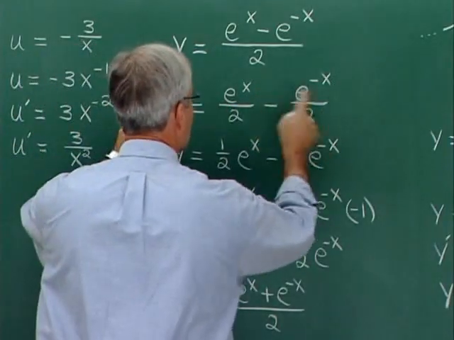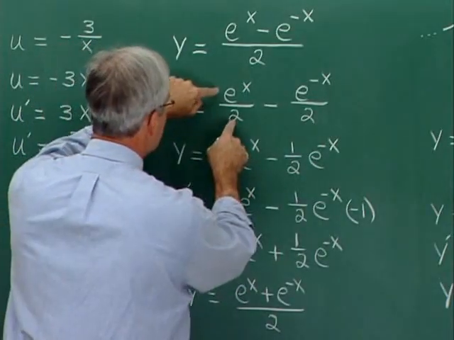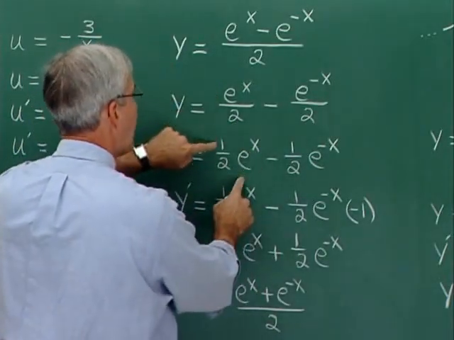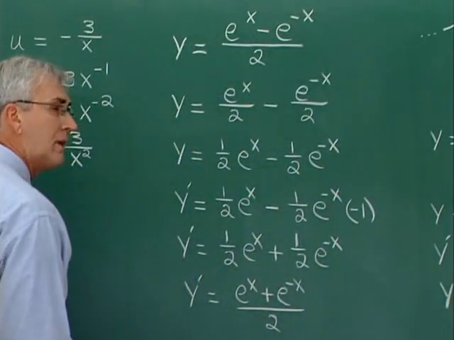And so we would write separate fractions. And gee, we'd like to see distinct coefficients here. So I can write this as 1/2 e to the x, and over here, minus 1/2 e to the negative x. And now I'm ready to go.